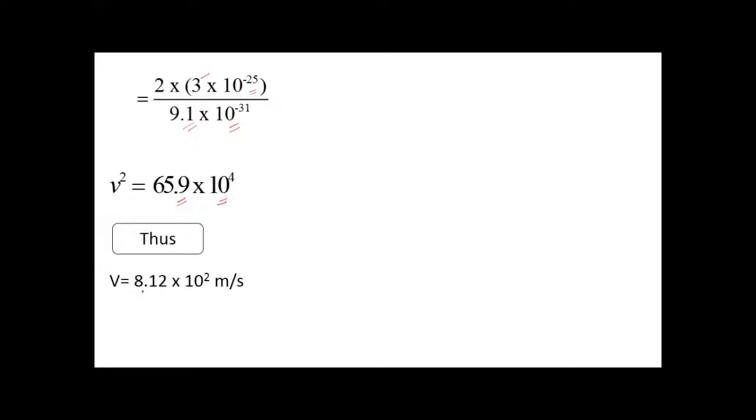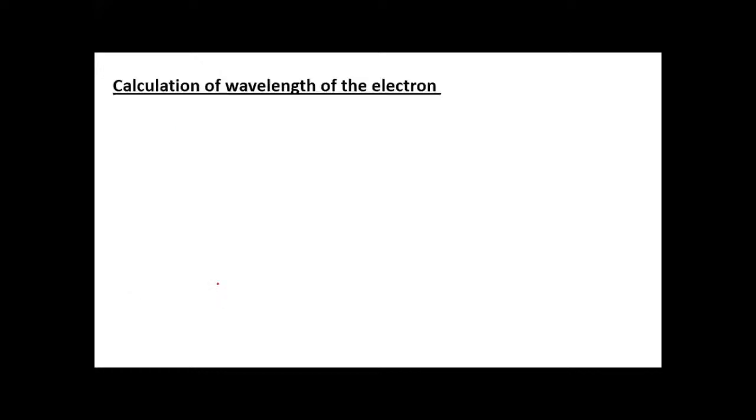Now we substitute the value of kinetic energy. The value of kinetic energy is 3 into 10 to the power minus 25, as well as the mass of the electron, that is 9.1 into 10 to the power minus 31. When we solve this equation, the value comes to be v square is equal to 65.9 into 10 to the power 4. On solving this, the value comes to be v is equal to 8.12 into 10 to the power 2 meter per second. Now, we will calculate the wavelength of the electron.